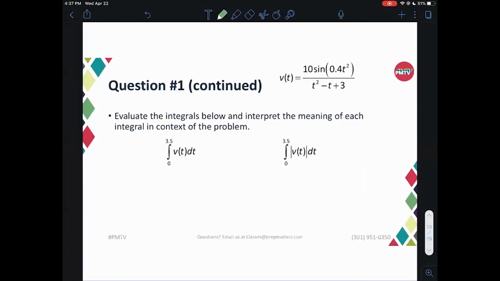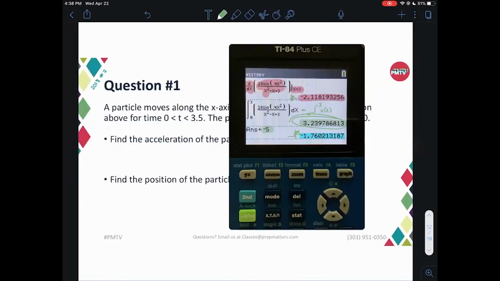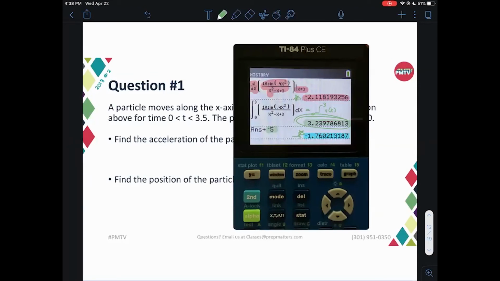All right, one more piece here, which I think is going to answer a couple of the questions that I see in this question chat. If they don't, I will come back to those. So last part of this question: evaluate the integrals below and interpret the meaning of each integral in context of the problem. So evaluate the integrals, exactly what we just did. Great, here's your evaluation of the integrals.